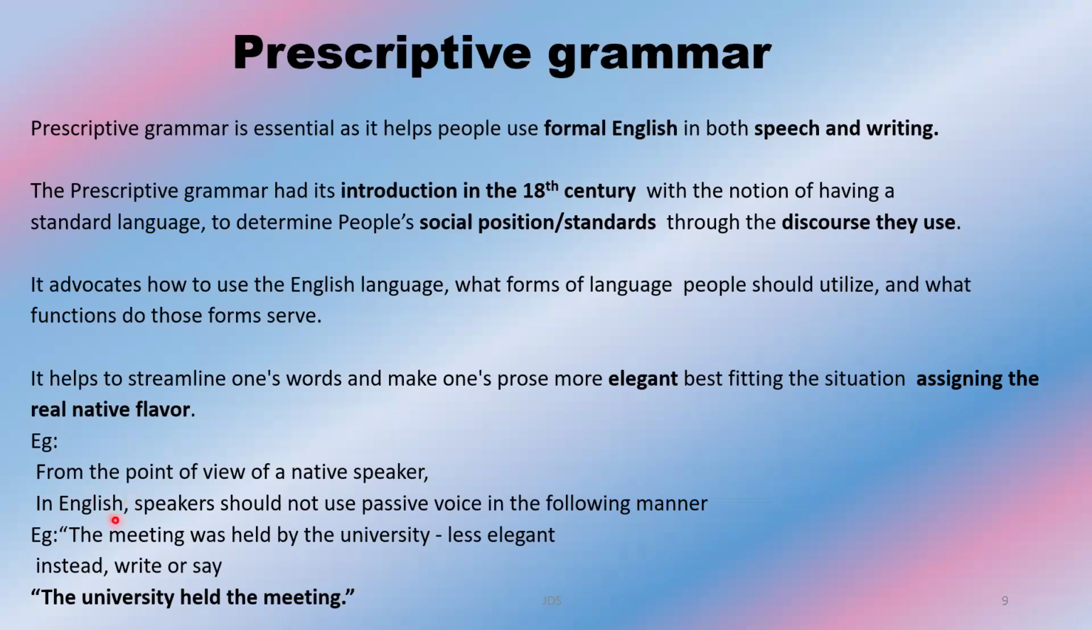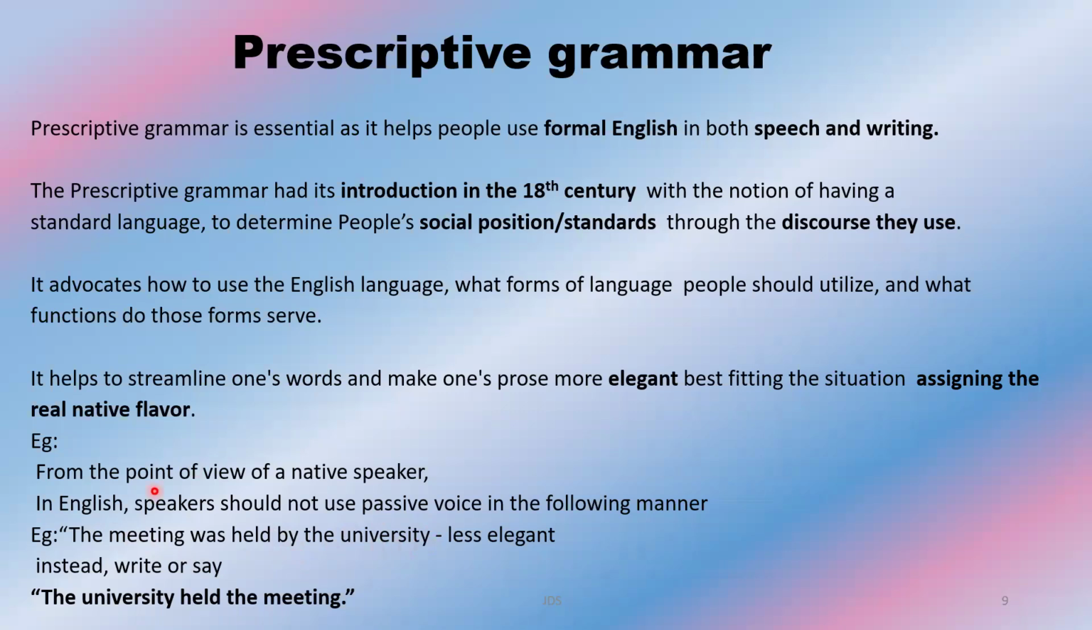Then you are given an example. See, from the point of view of a native speaker in English, speakers should not use the passive voice in the following manner. Now, when it comes to mentioning a meeting that was held by a university or maybe by a particular person attached to a particular faculty, you can't use this kind of structure: "The meeting was held by the university."